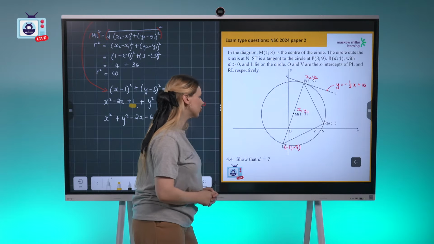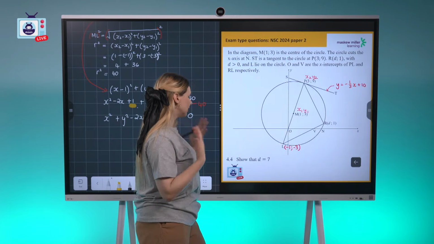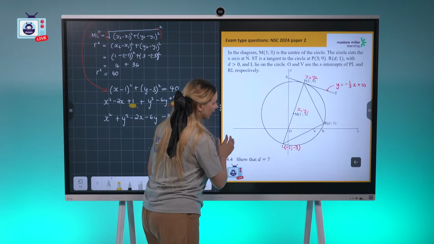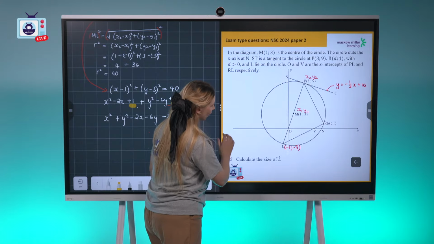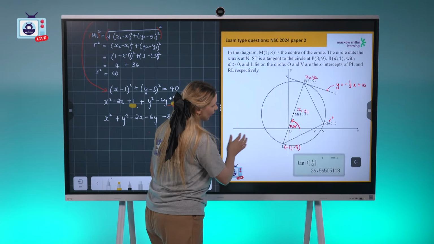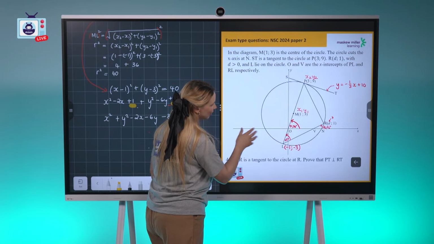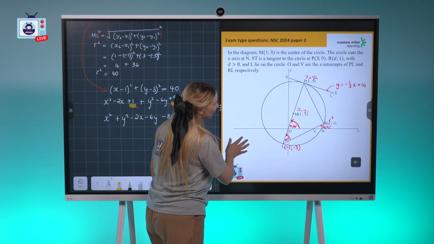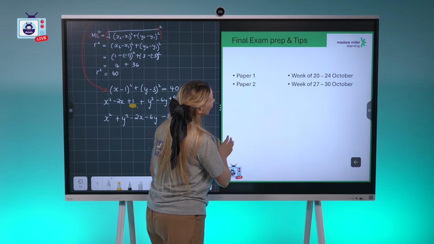So the next question asks us to show that D equals 7. I think we are just going to have a look at the way that they answered these questions, because I am running out of time here. And as you can see, I've got all the answers here. We will have a look at how they have done it.